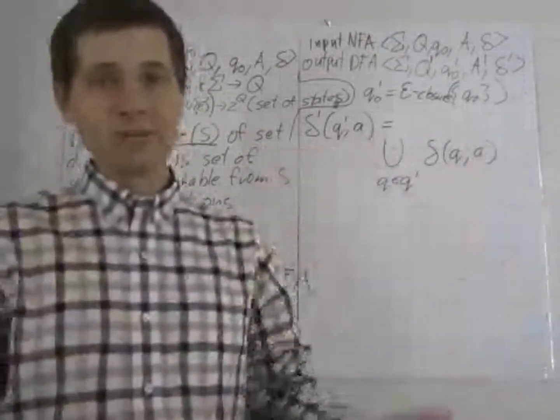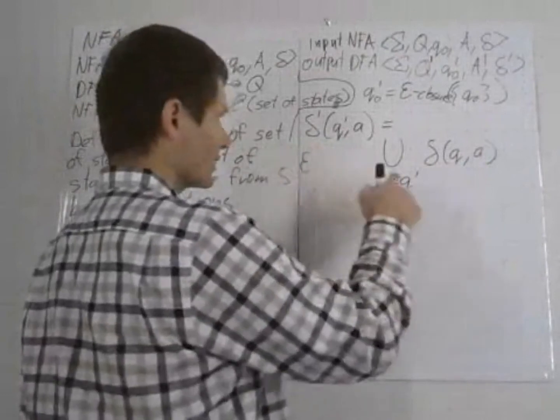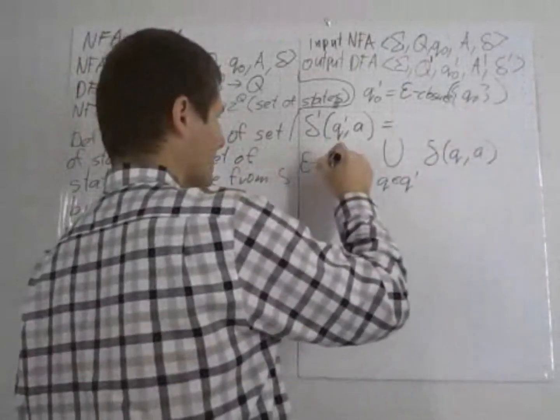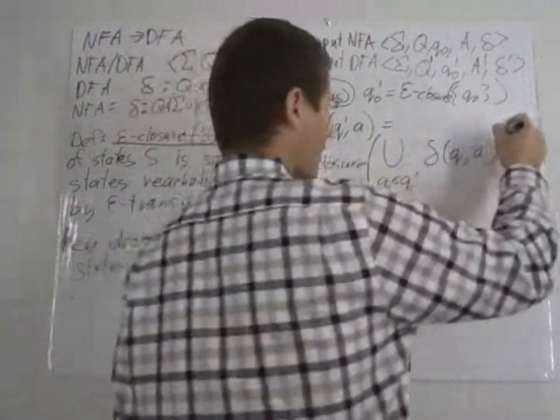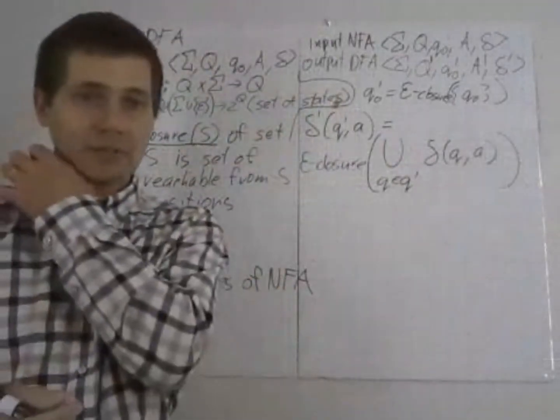But again, I want to do the epsilon closure. So, once the NFA could go to any of these states, after it has gone to one of these states, it could follow epsilon transitions, and so I want the epsilon closure of this.